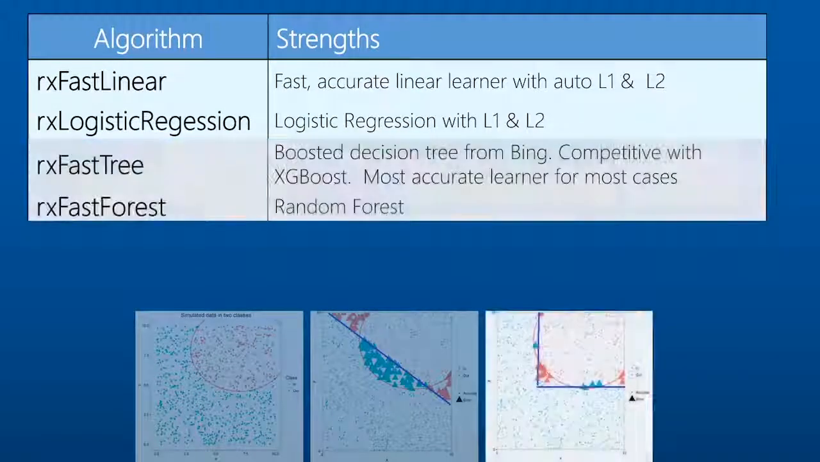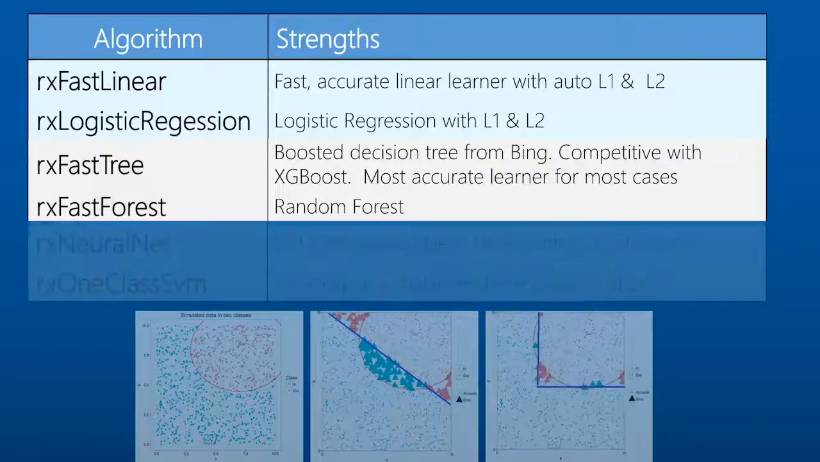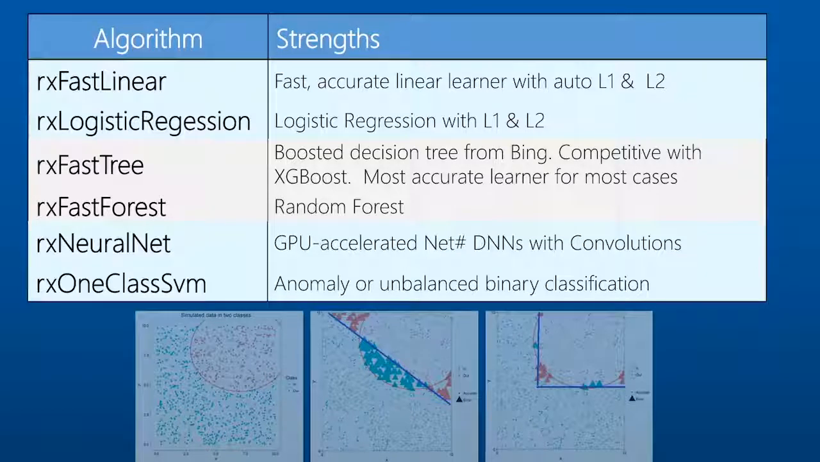However, if you're interested more in accuracy and you're trying to do a better job of predicting the results, you often would go for boosted trees or random forests. We have both FastTree, which is a boosted decision tree, similar to XGBoost, and we also have a random forest as well. And finally, there is a GPU-accelerated deep neural net and a one-class SVM. One-class SVM allows you to detect anomalies and find outliers within your data.